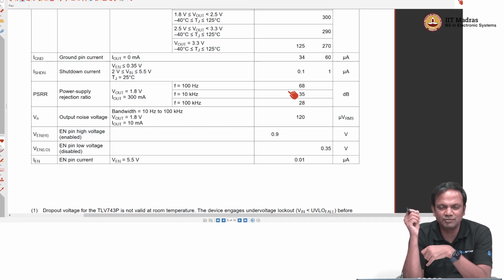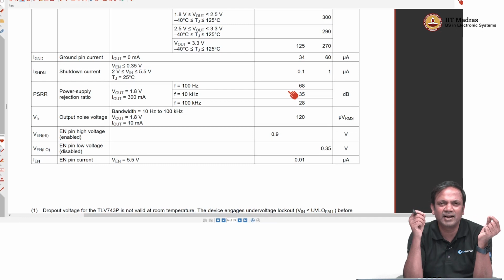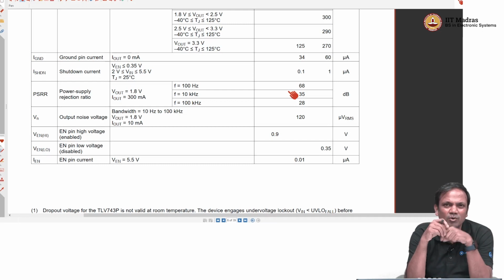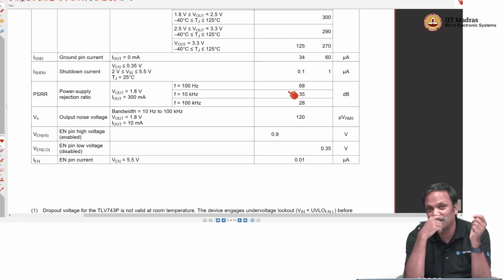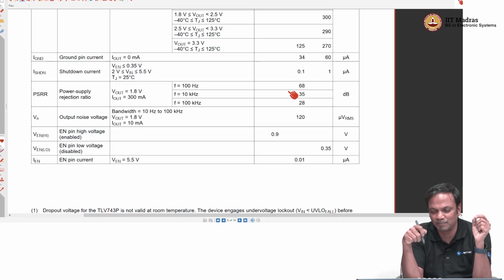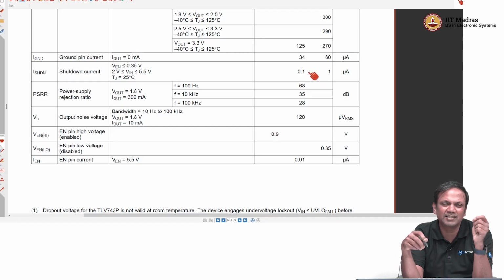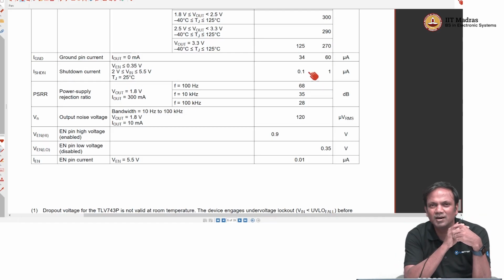So, at 100 hertz, for example, if I had 10 millivolt of noise, what this is saying is that if you have 10 millivolt of noise at 100 hertz on the supply, on the output you will get maybe 2 microvolt of noise or thereabouts, maybe 3 microvolt of noise, right. 20 dB is 10 times lower when it comes to voltage.